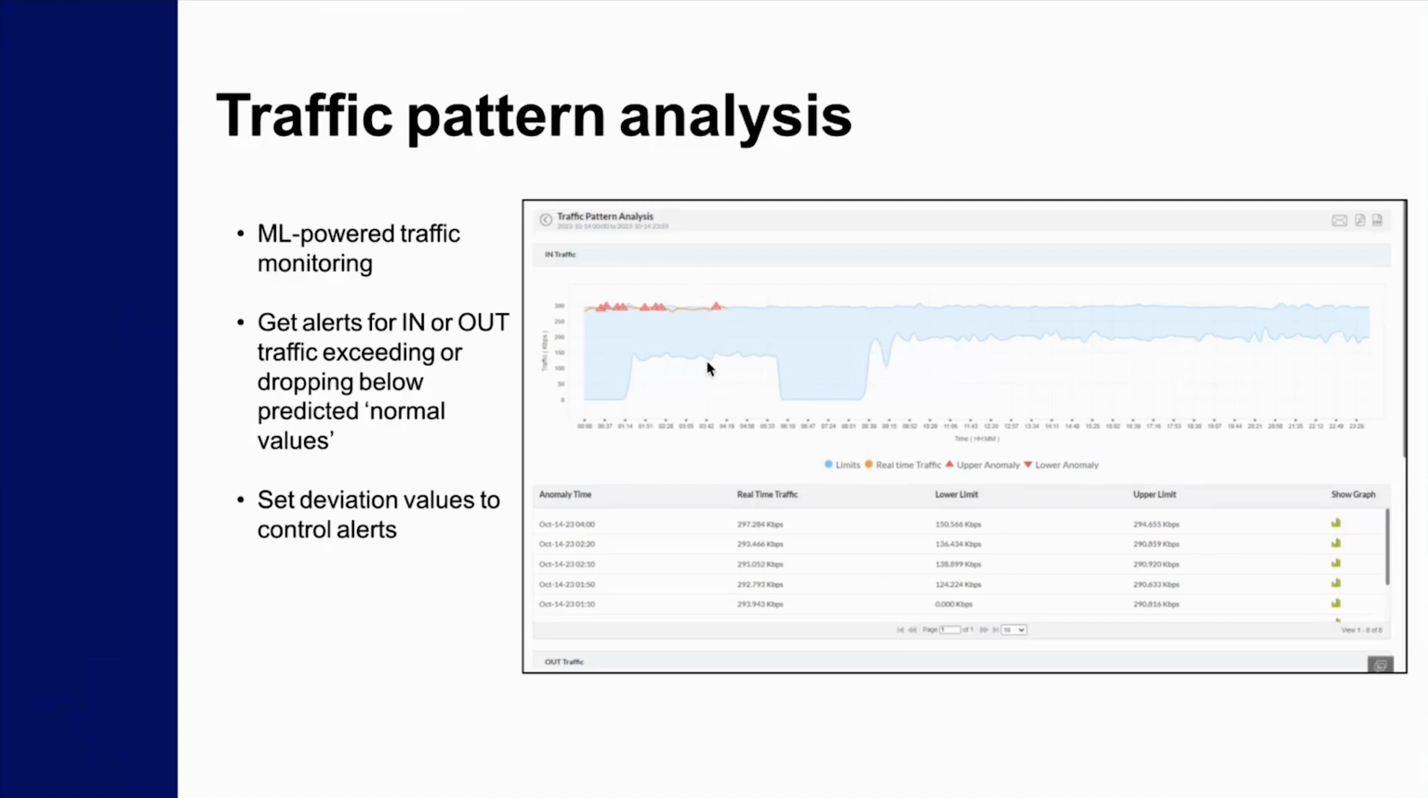These are the limits. The blue ones are the limits. So if the real-time monitored traffic goes above or below the limits that are calculated using the ML predicted value and the deviations you set, you will receive an alert. So you can configure the values and apply traffic pattern analysis to selected interfaces here. Let me show you.